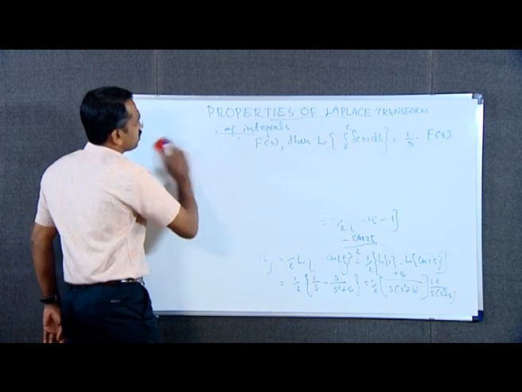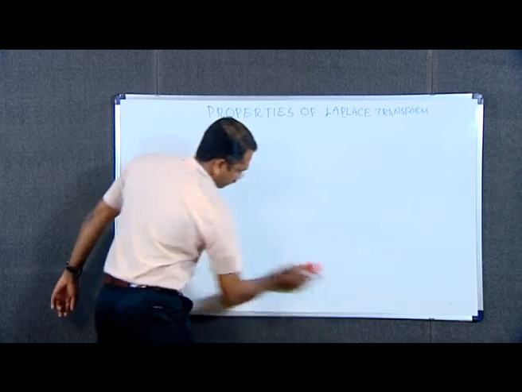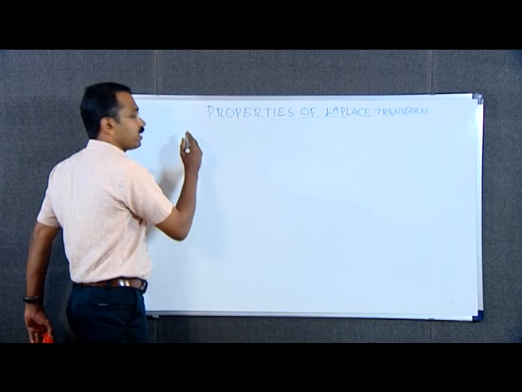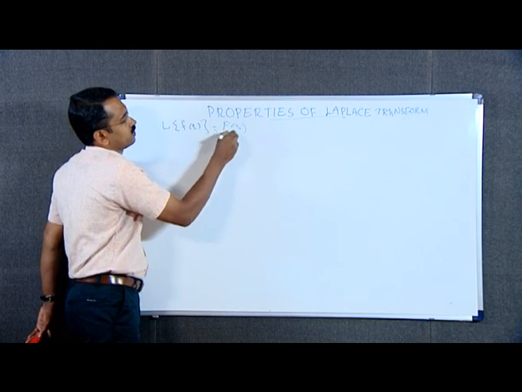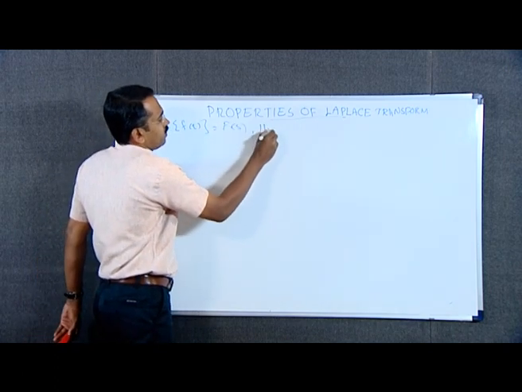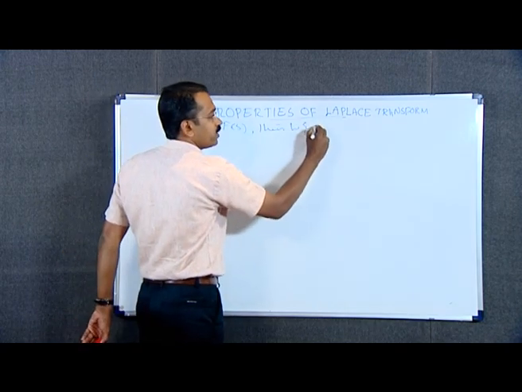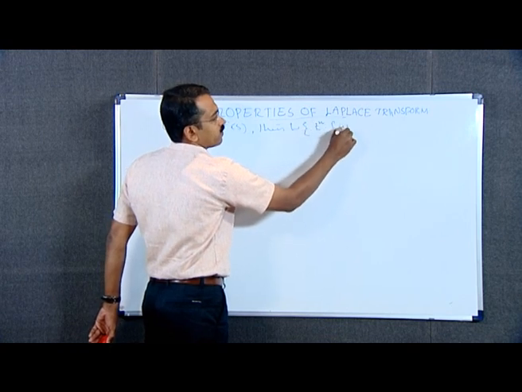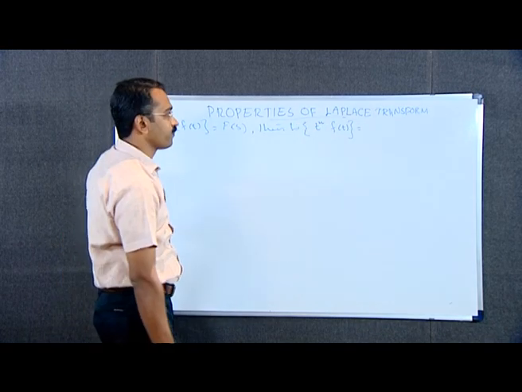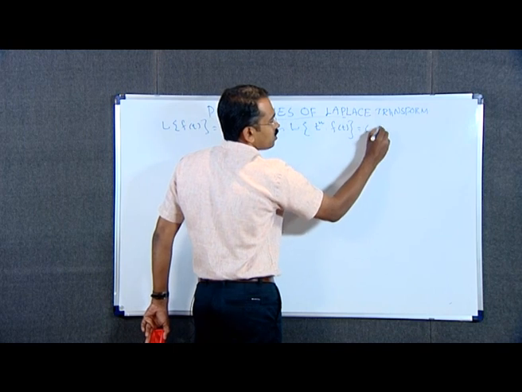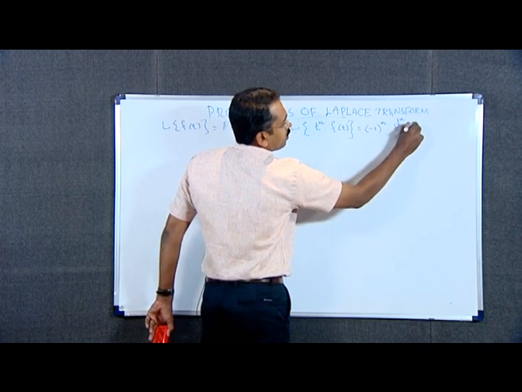The next property is multiplication by t raised to n. If the Laplace transform of a function f of t is f of s, then the Laplace transform of the function f of t multiplied by t raised to n, that is the Laplace transform of t raised to n into f of t, is equal to minus 1 raised to n into the nth derivative of f of s with respect to s.